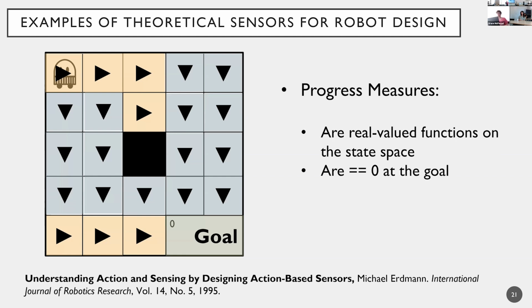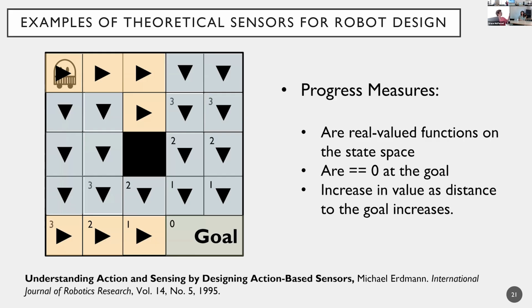So the progress measure equals 0 at the goal. And then as we go further away from the goal, our progress measure takes higher and higher values. We use a simple Manhattan distance metric here. You can kind of use whatever you want.